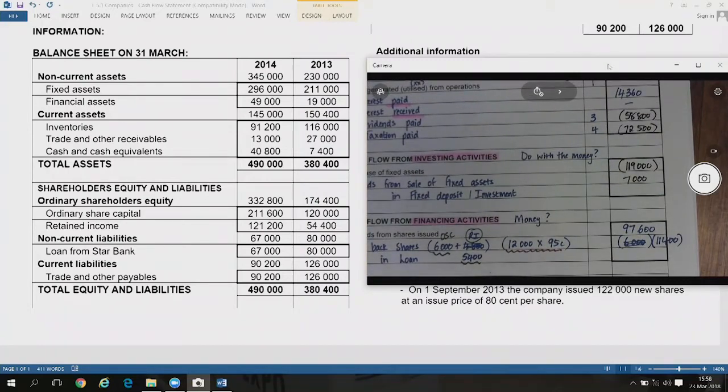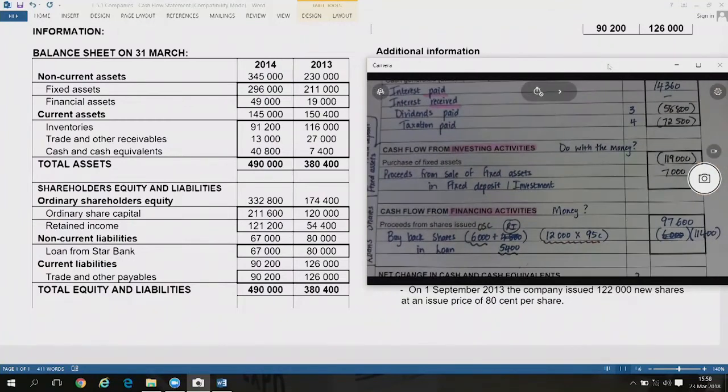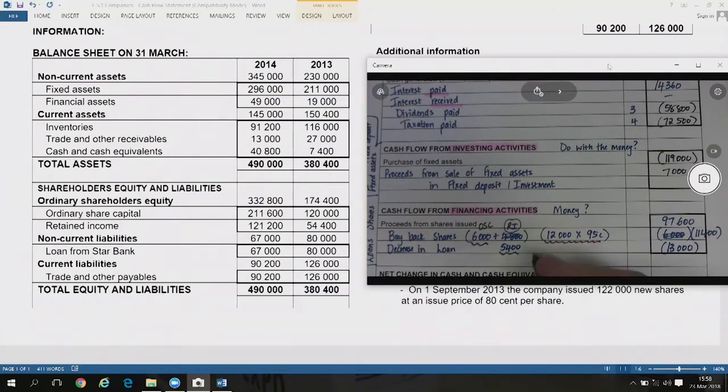But let's quickly go to the payment of the loan. There's a decrease in the loan. And remember, that decrease in the loan was only 13,000 Rand that we paid, because it's the difference between 80,000 and 67,000.